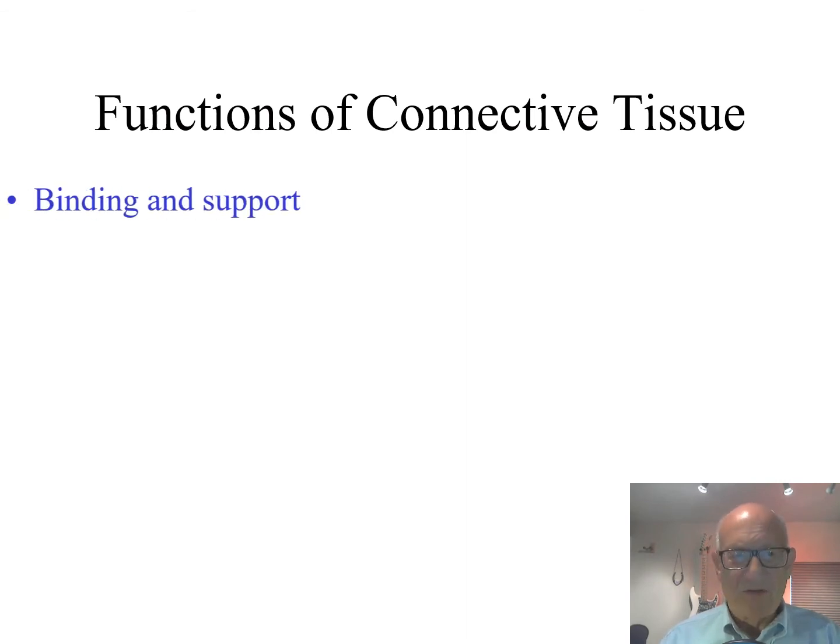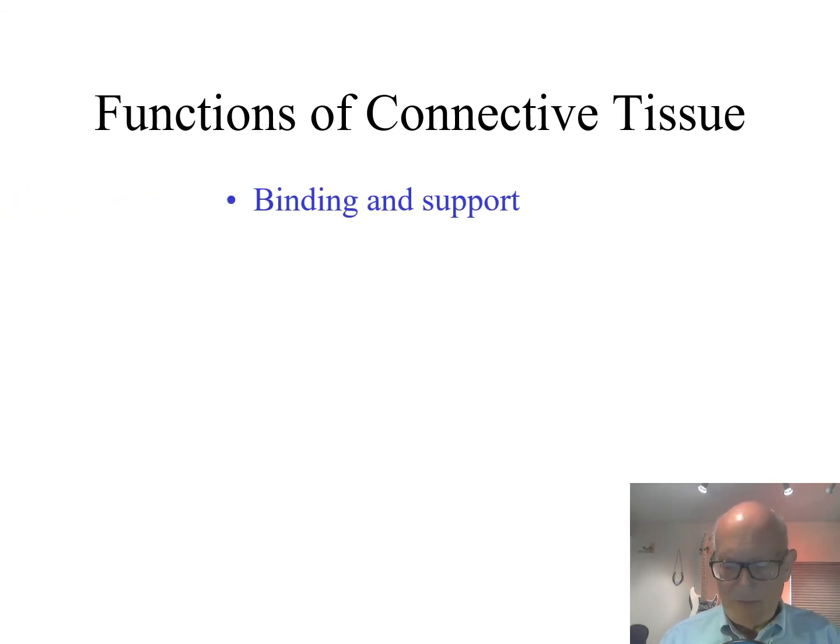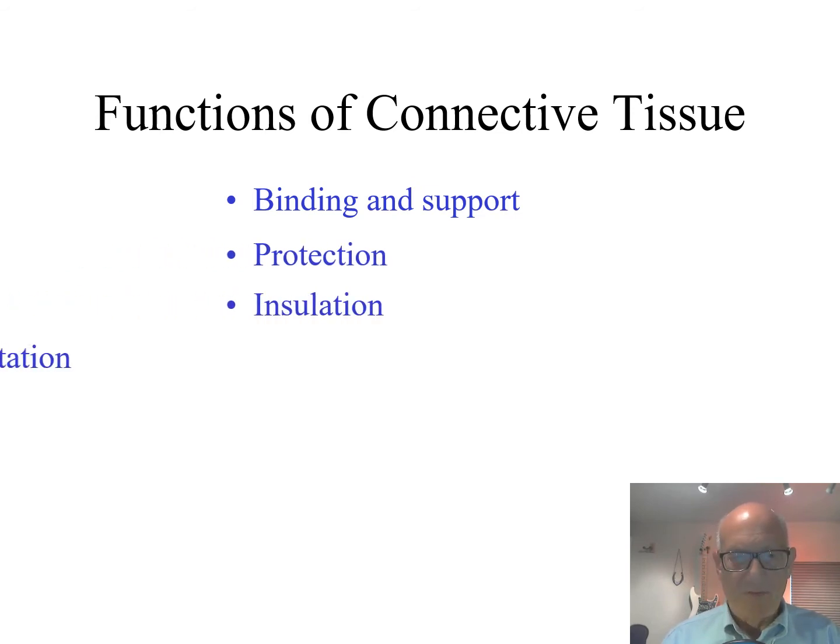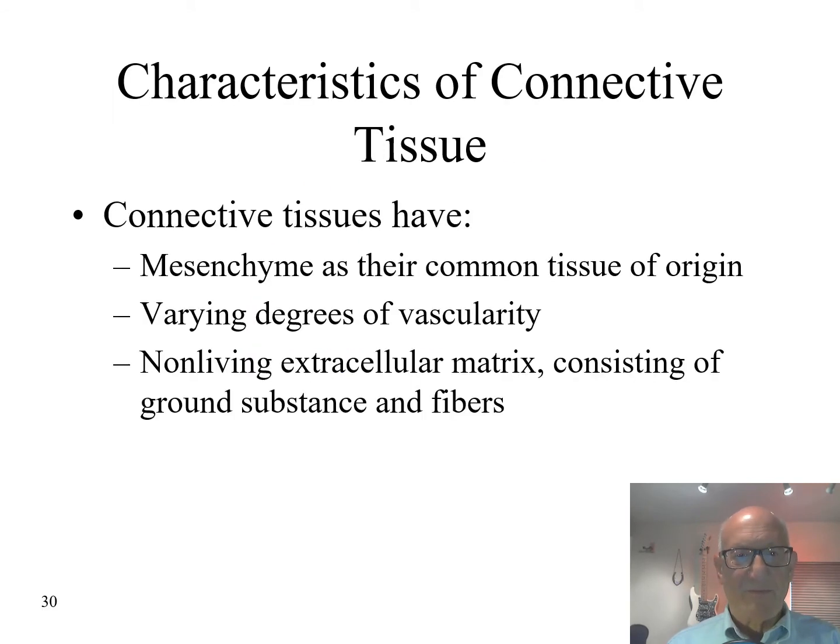The functions of connective tissues: binding and support, protection, insulation, and transportation. Of course, transportation would be, for the most part, the blood. Connective tissues have mesenchyme as their common tissue origin. They have varying degrees of vascularity or blood supply, and they have non-living extracellular matrix consisting of ground substance and fibers.